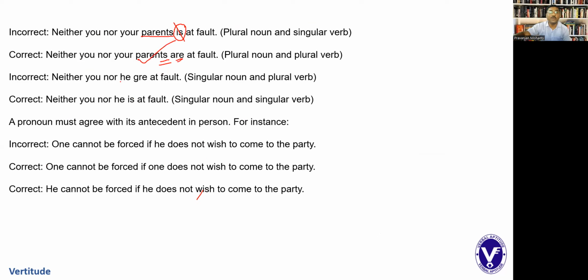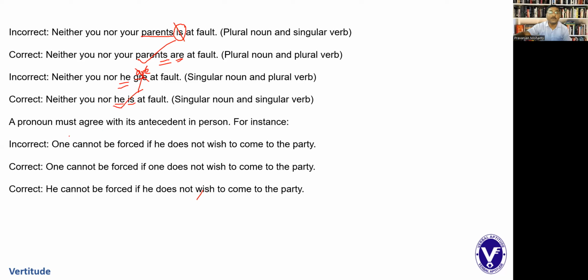Neither you nor he are at fault. I'm sorry, this probably is a typo error. Neither you nor he are at fault. Now he is singular, are is plural. So this sentence is wrong. Neither you nor he is at fault. So this sentence is correct.